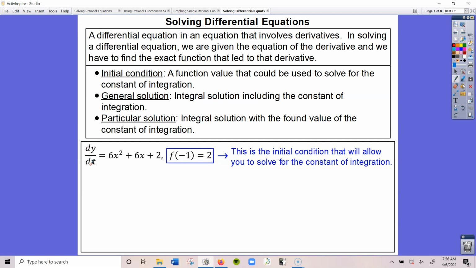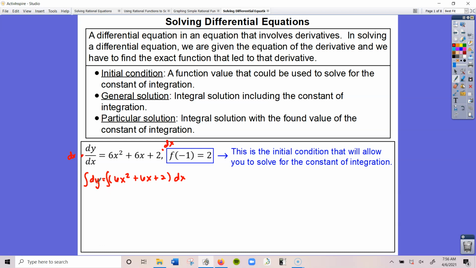So dy over dx, we would have to separate it, and that typically in an FRQ is one point within itself. So we already see that on this side of the equation is all x's, so we want the dx to be on that side. So what we're going to do is we're going to multiply dx over to the other side. And what we end up with is dy is equal to 6x squared plus 6x plus 2 dx. And now we integrate both sides.